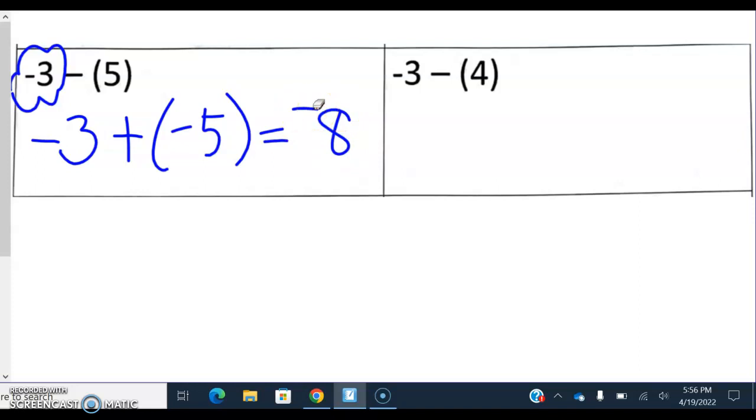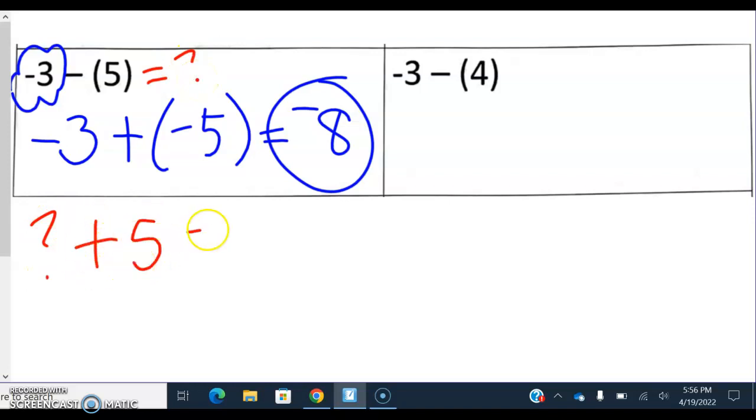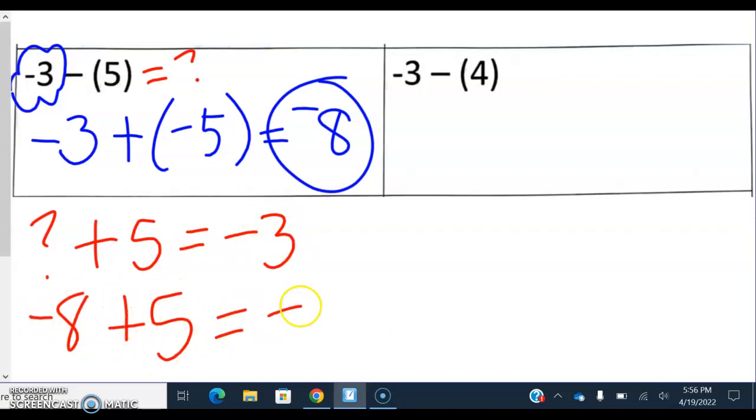All right, so if I am down 3 feet, and then I swim down another 5 feet, I'm down -8 feet. And if I want to use my fact families to check, question mark plus 5 equals -3. Well, what would that have to be? -8 plus 5, different signs subtract, and they equal -3. So you can use your fact families to help you out.